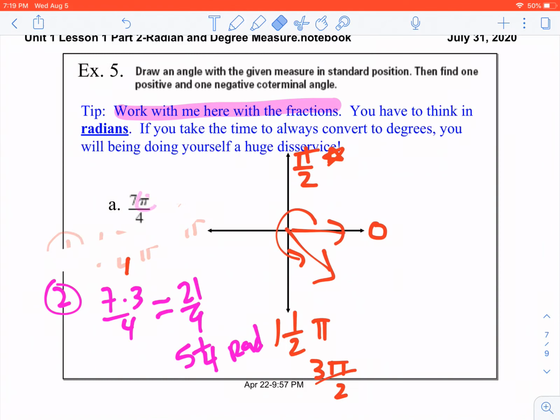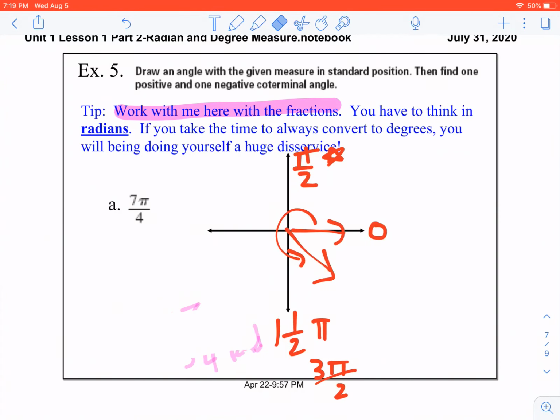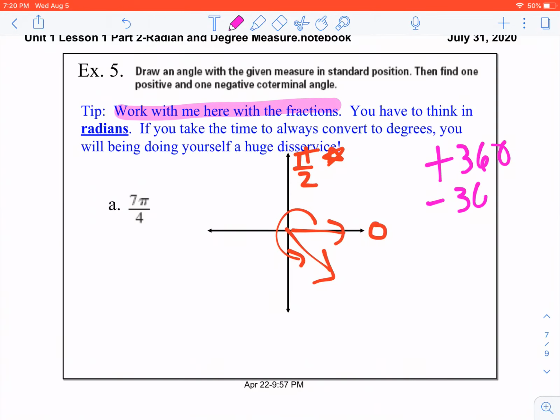All right, so now that we have graphed this in standard position, we need to find one positive and one negative coterminal angle. Again, you can convert to degrees and then convert back. But if the problem is in radians, I expect the answer is in radians. That's a lot of work. Well, when we did degrees, didn't we find coterminal angles by adding and subtracting 360? Well, 360 degrees in radians is 2 pi. So we're going to add and subtract 2 pi.